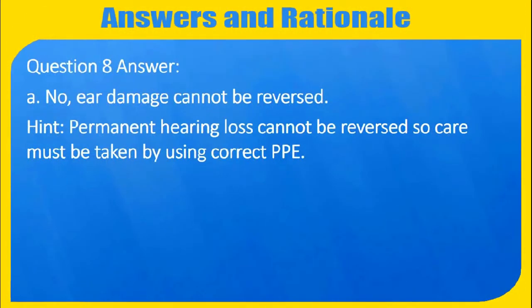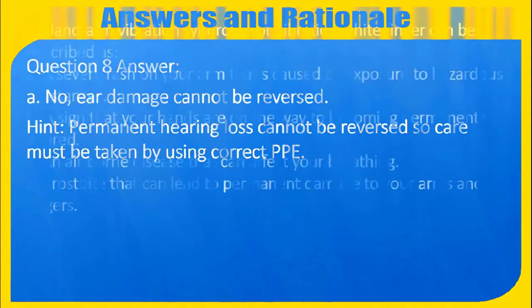Question 8 answer, A. No, ear damage cannot be reversed. Hint, permanent hearing loss cannot be reversed, so care must be taken by using correct PPE.